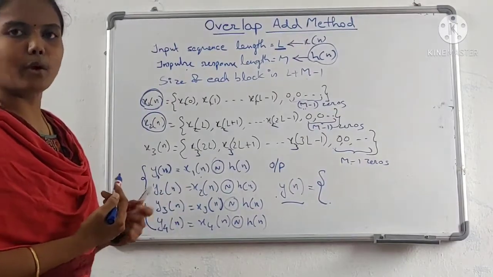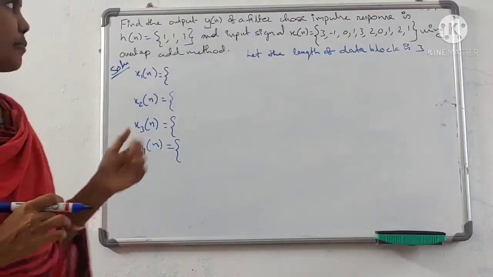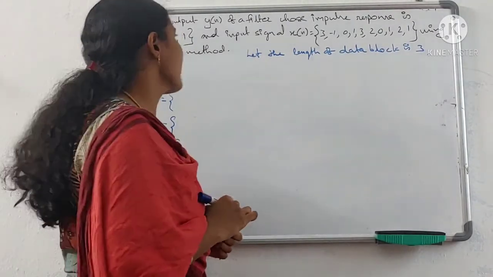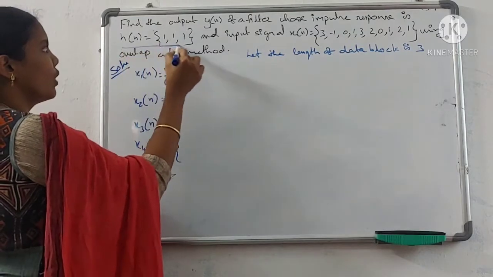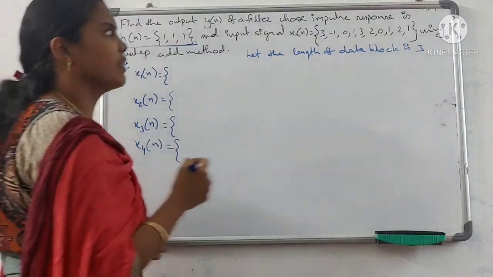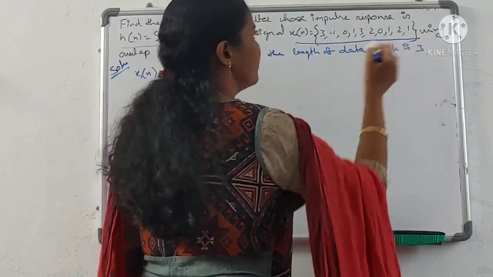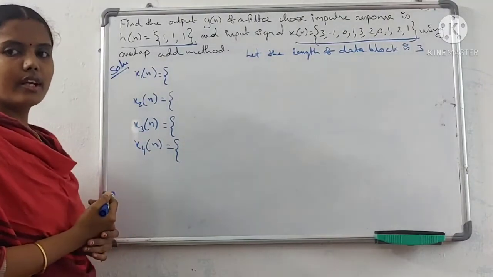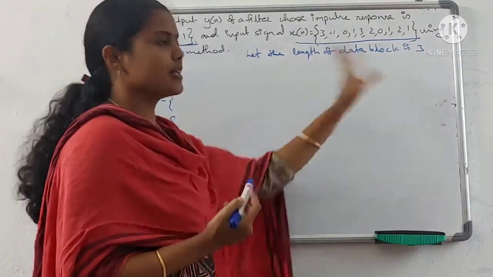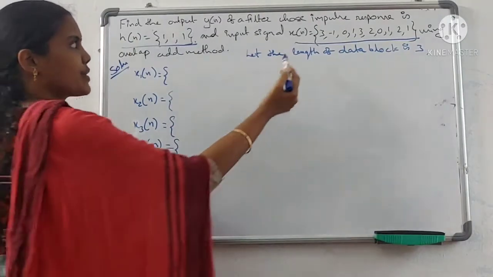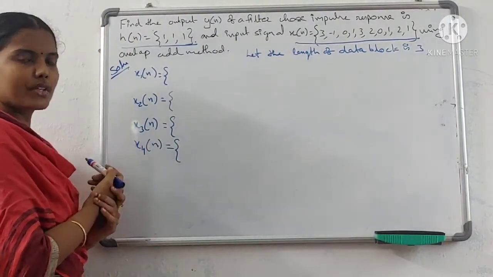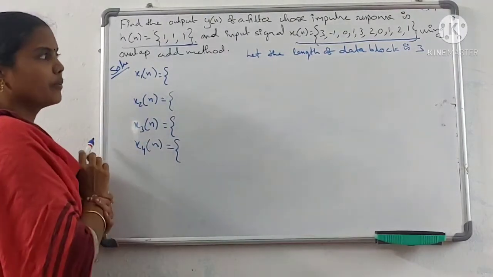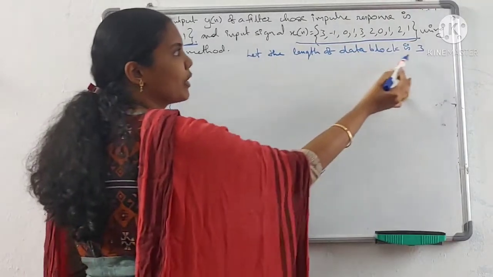Let us see one problem on the overlap add method. Find the output y of n of a filter whose impulse response h of n is 1, 1, 1, and the input signal sequence x of n is given, using the overlap add method. Let the length of the data block be 3. The entire x of n is divided into different blocks. The first block is x1 of n.